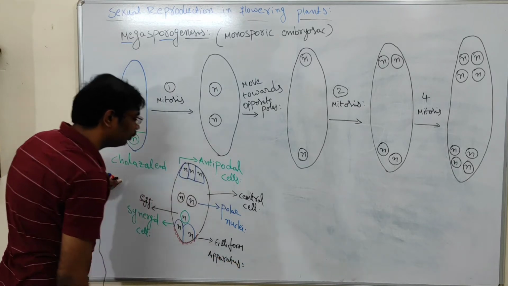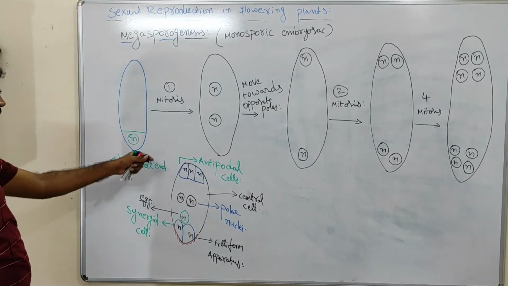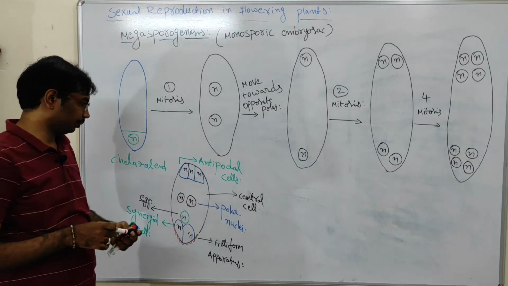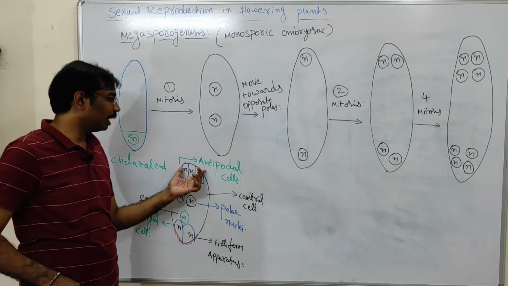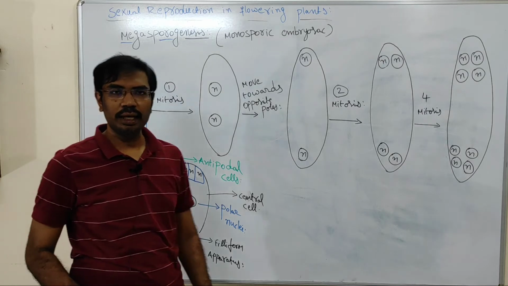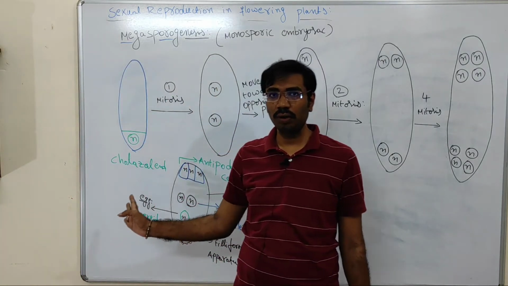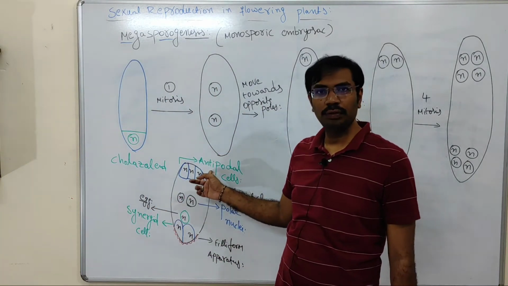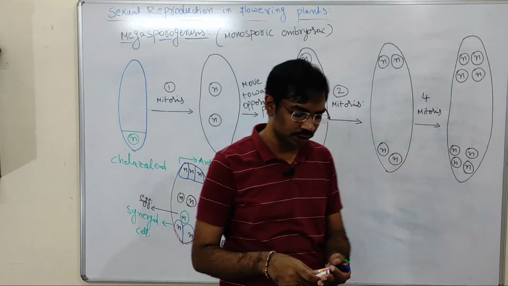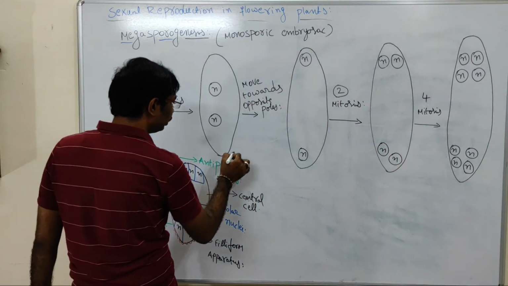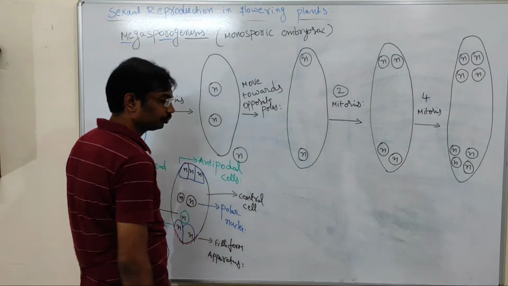Okay, so this is the filiform apparatus. This is the embryo sac formation. Now, one by one we will discuss. The antipodal cells are called vegetative cells. What is the ploidy of the antipodal cells? Antipodal cells are present in the haploid condition.